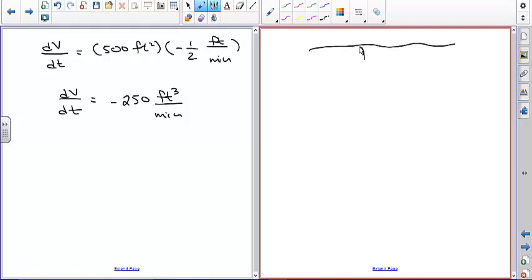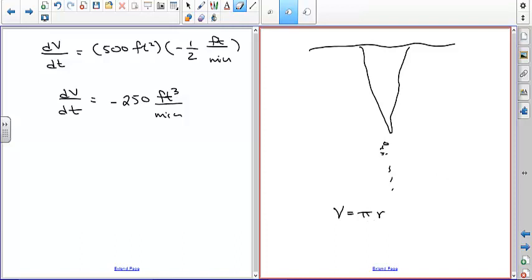Here's where it's hanging from. Here's your icicle. Okay, here it's dripping down there. And remember, the volume of a right circular cone is pi r squared h divided by 3.